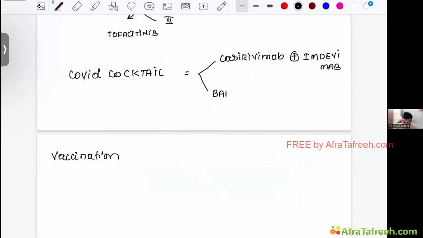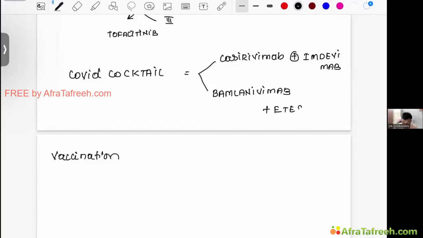Another drug is bamlanivimab plus etesevimab. Casirivimab, imdevimab, bamlanivimab, etesevimab are the drugs also called the COVID cocktail, which is given as a cocktail injection, an IV infusion. But now we are again not sure how good it is.